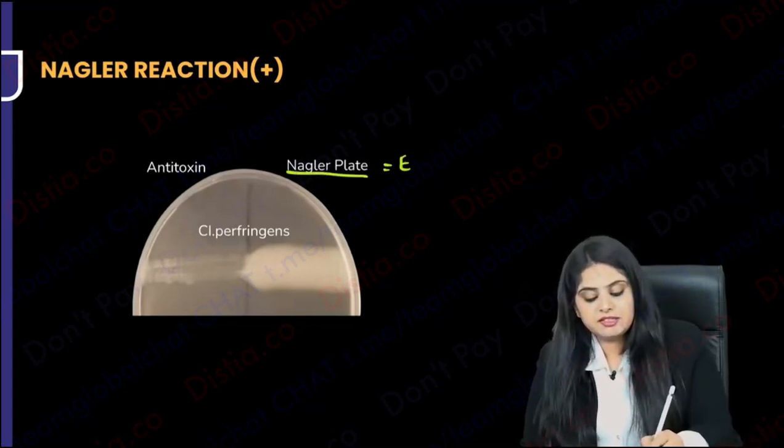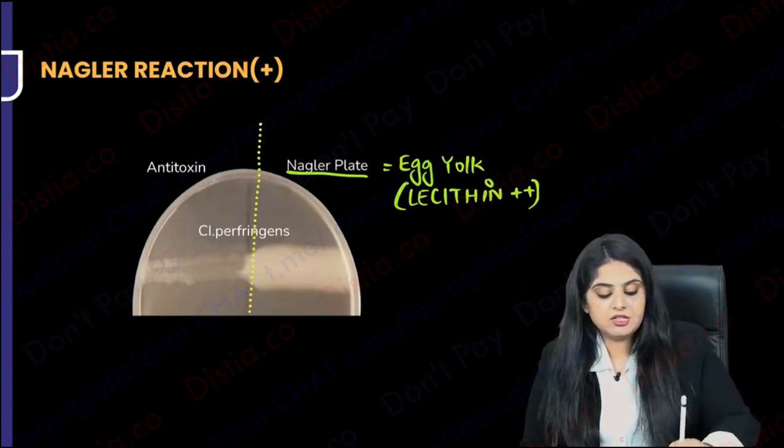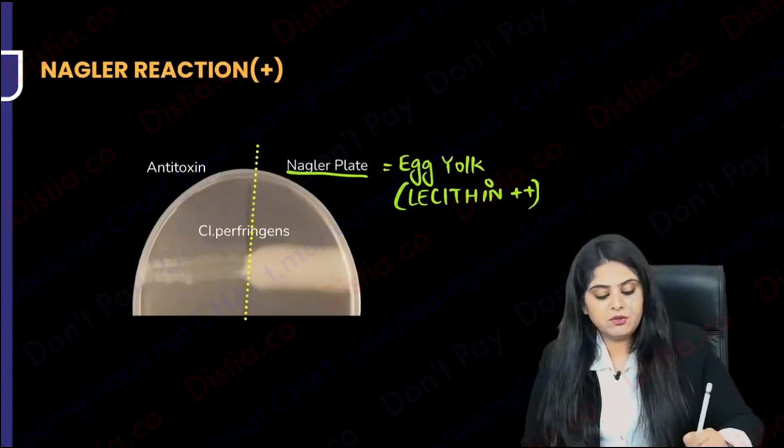This Nagler plate has basically egg yolk based agar in it. You know what is egg yolk? Egg yolk is very, very rich in lecithin. Egg yolk has a lot of lecithin. So what I've done, I've divided this culture media into two parts, because over here I'm going to put the sample of the patient.